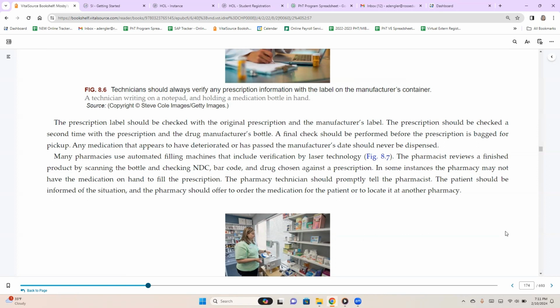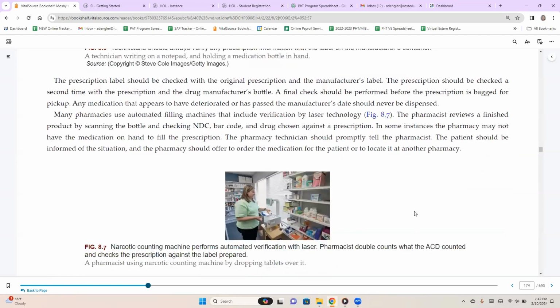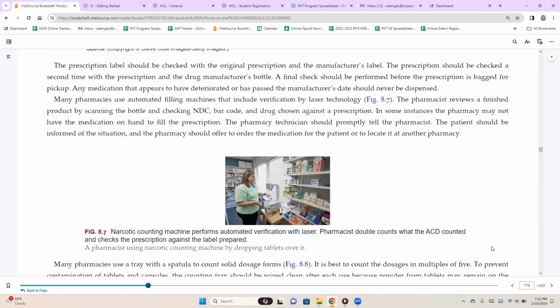In some instances, the pharmacy may not have the medication on hand to fill the prescription. The pharmacy technician will promptly let the pharmacist know, and the patient should be informed of the situation, and the pharmacy should offer to order the medication for the patient or to locate it at another pharmacy. Most of the time, Monday through Friday, we can get the medication in the next day.